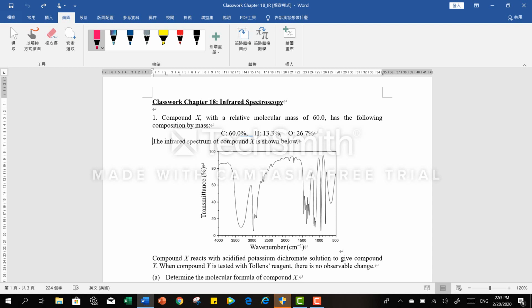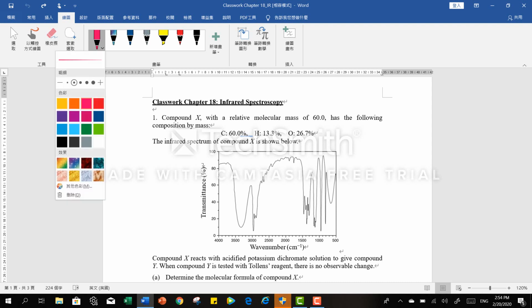So now, basically for IR, it is seldom that only this topic will appear in the exam. Most likely it will combine with other knowledge and become a multi-part question like this one, okay? Now let us look at the questions together.